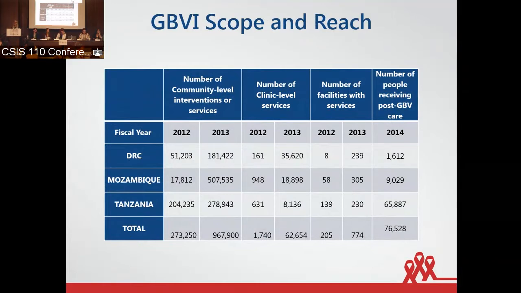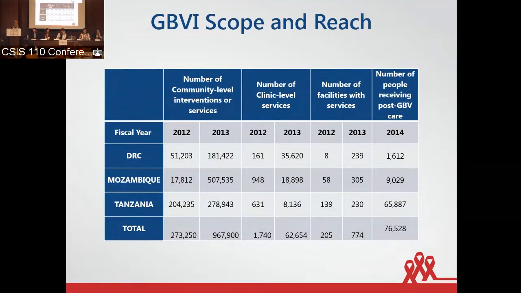And the GBVI managed to increase the available services and reach both women and men in all three countries through the existing HIV platform. For example, the number of individuals reached with GBV interventions or services at the community level increased from approximately 273,000 in 2012 to 967,000 in 2013. Over the course of the GBVI, approximately 64,000 GBV service encounters took place at health facilities, and this number sharply increased in all three countries from 1,700 in 2012 to over 62,000 in 2013. The number of health facilities providing GBV services also increased from 205 in 2012 to 744 in 2013.